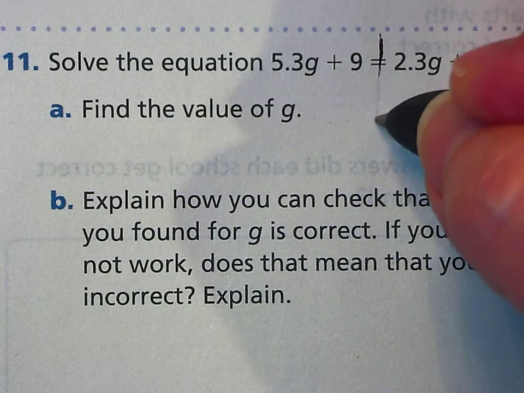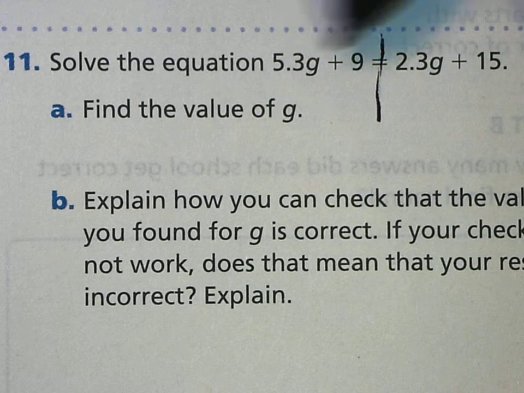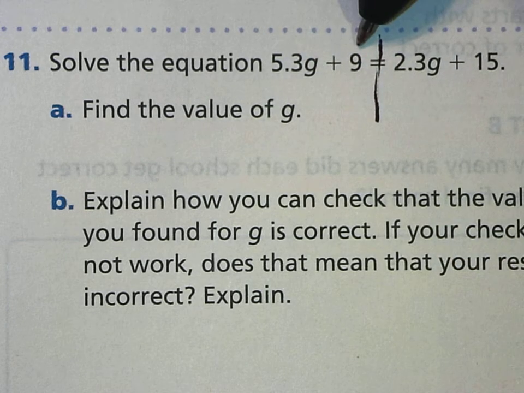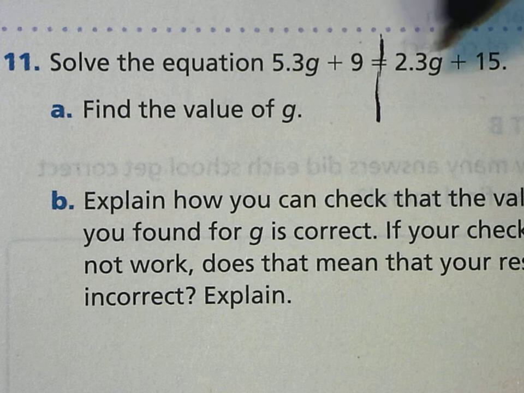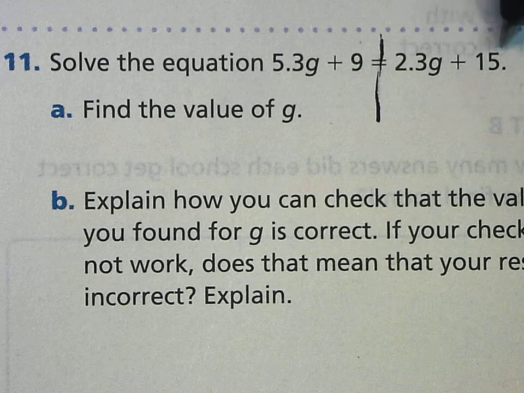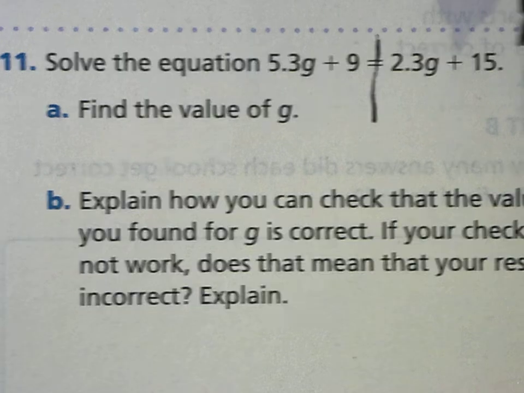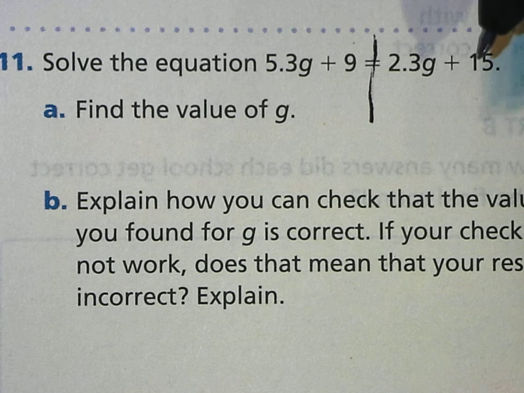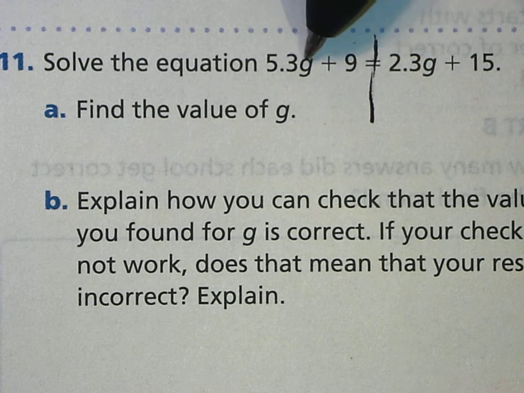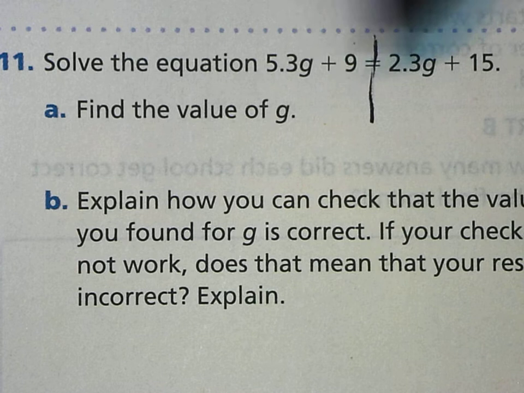So we're going to look for like terms on the same side first. This has a g, this doesn't, so those are not alike. I cannot combine those. And on this side, this has a g and this doesn't, so I cannot combine these either. So now I'm going to look for like terms on opposite sides, variables on both sides. So I have a g over here and a g over here. So I need to get these two together.